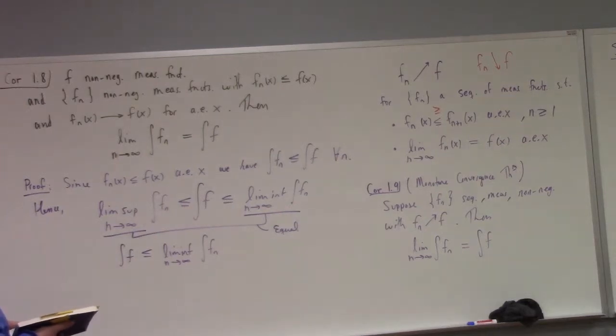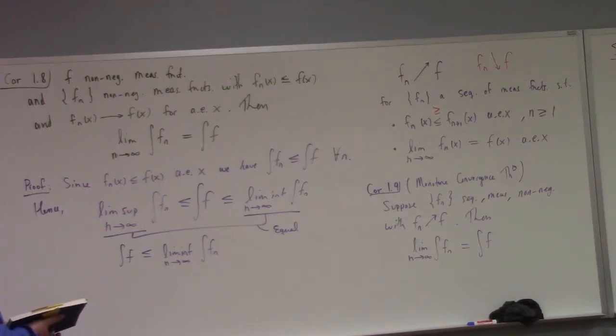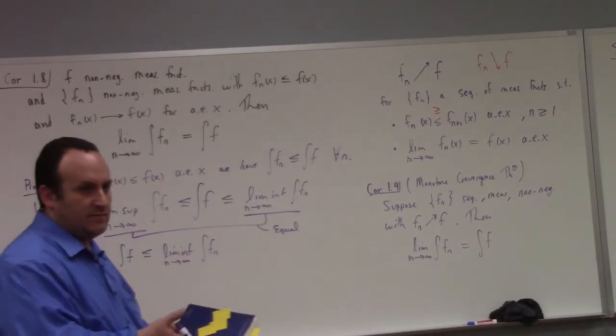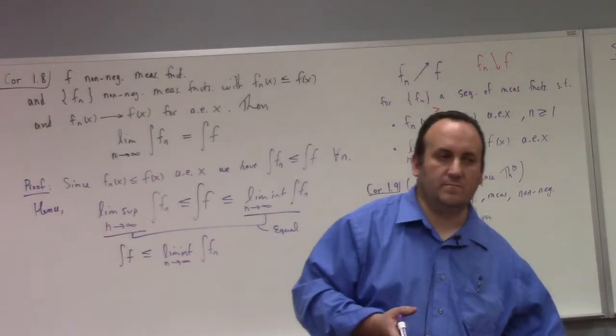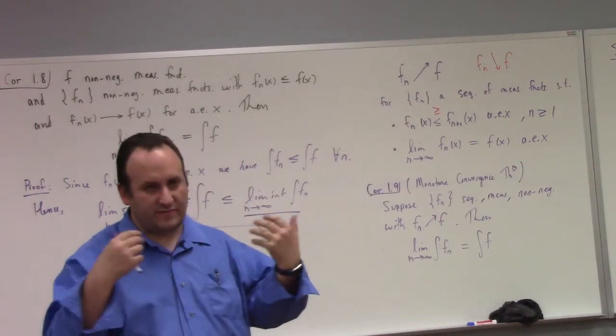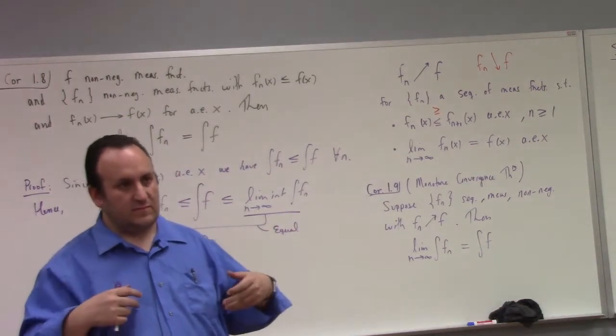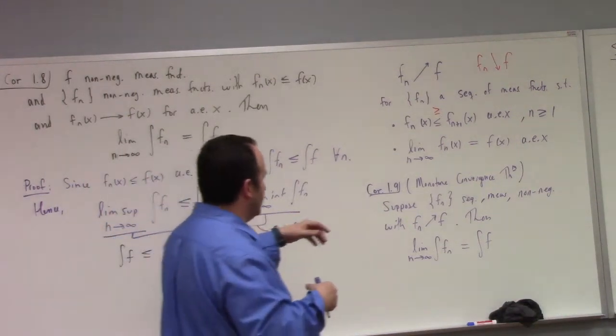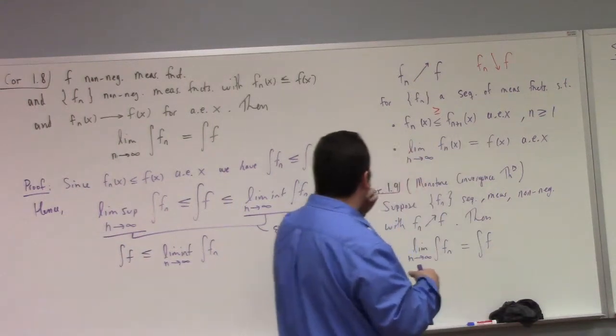How is this different than what we just did? The difference is that, have we dropped any hypotheses from corollary 1.8? I mean, we've obviously added the comparison of n and n plus 1, right? Like the sequence of functions is pointwise almost everywhere increasing. Yeah, this fn of x less than or equal to fn plus 1 of x.